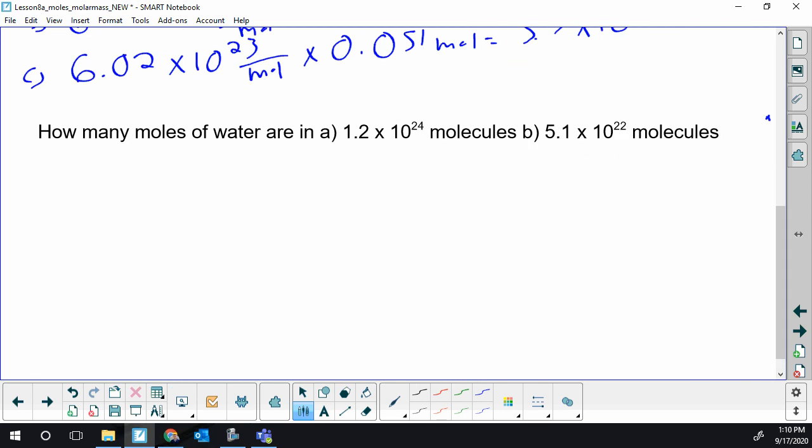And just 2 examples this time instead of 3. How many water molecules are in 1.2 times 10 to the 24 molecules, or 5.1 times 10 to the 23 molecules?